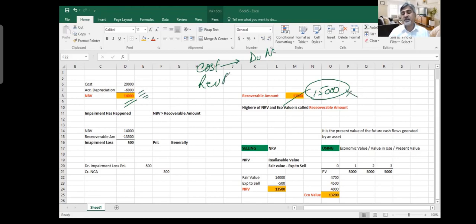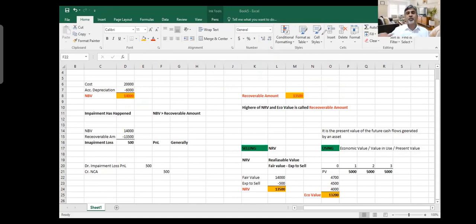But if you are using the revaluation model, then you may go for a revaluation because you have a clue that this asset has a higher value. Then you record a revaluation gain. Are we clear until here?